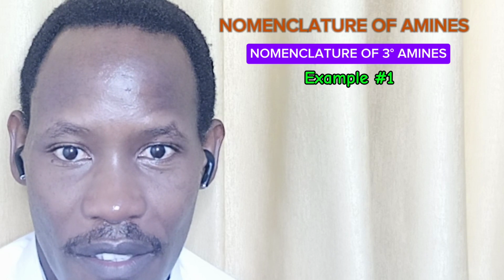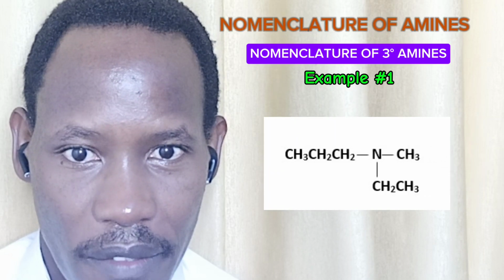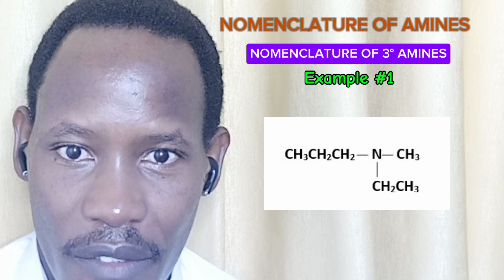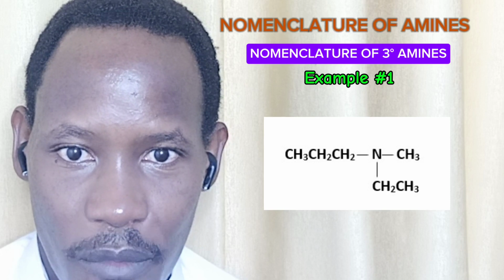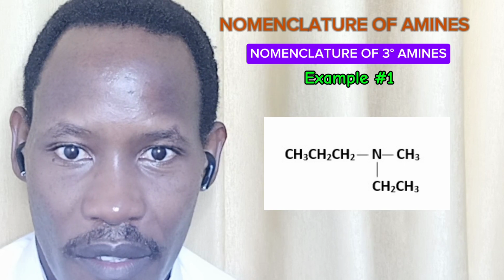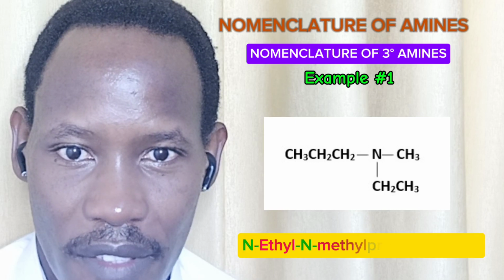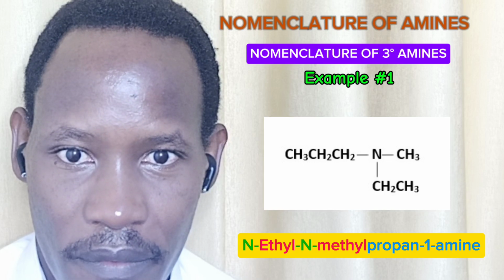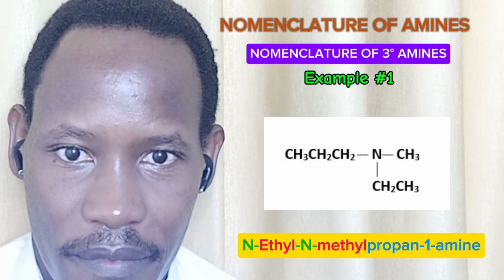Please notice that in the first example, the parent chain is still the propyl group, while the ethyl group and the methyl group are substituents. By following the format stated above, the name of that amine becomes N-ethyl-N-methyl propan-1-amine.